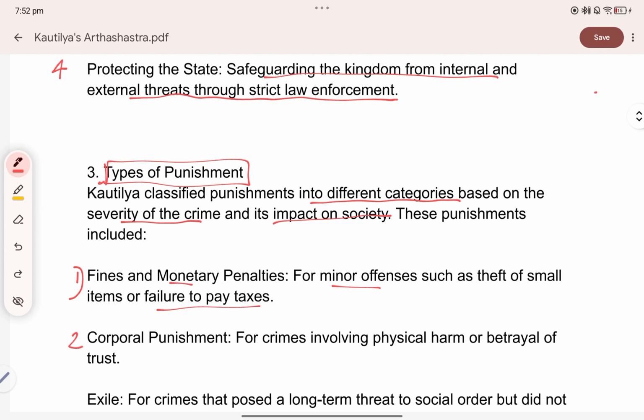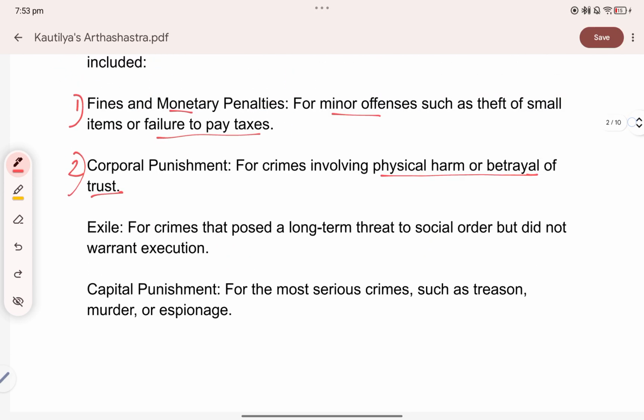Corporal punishment. What does corporal stand for? Any physical harm or betrayal of trust. Okay. For example, there were long exiles also that were practiced.